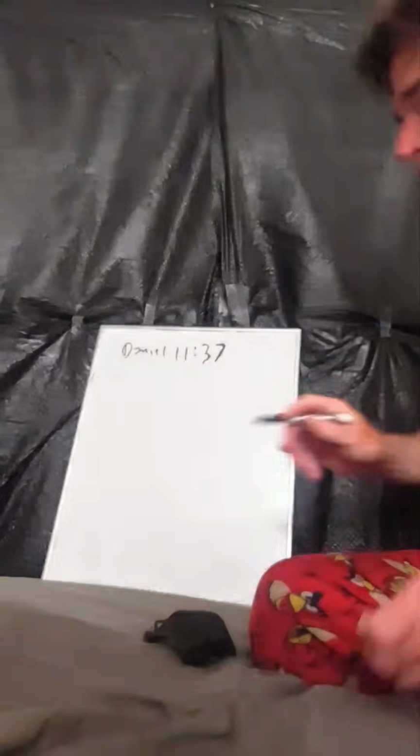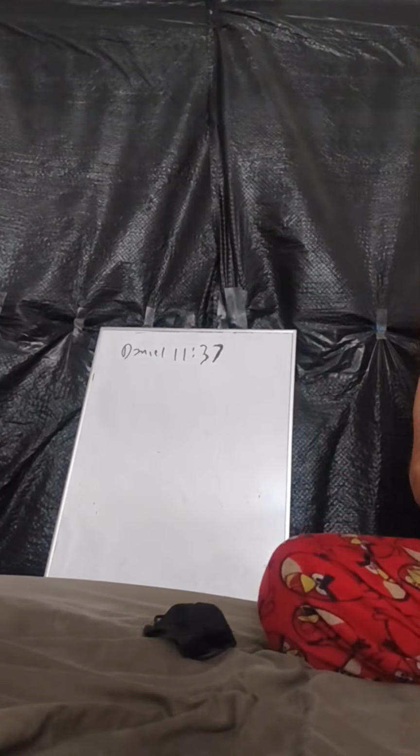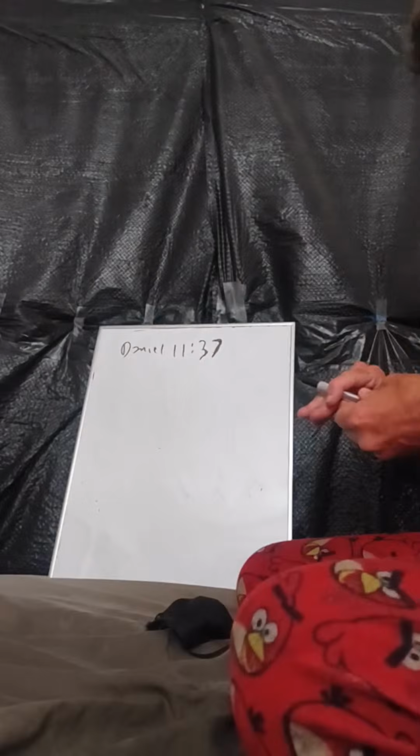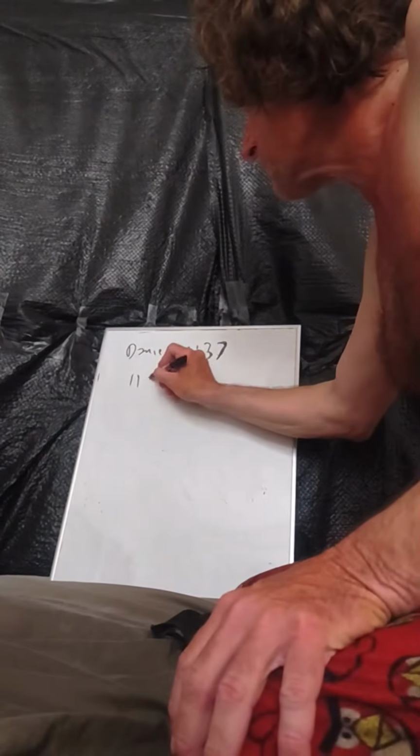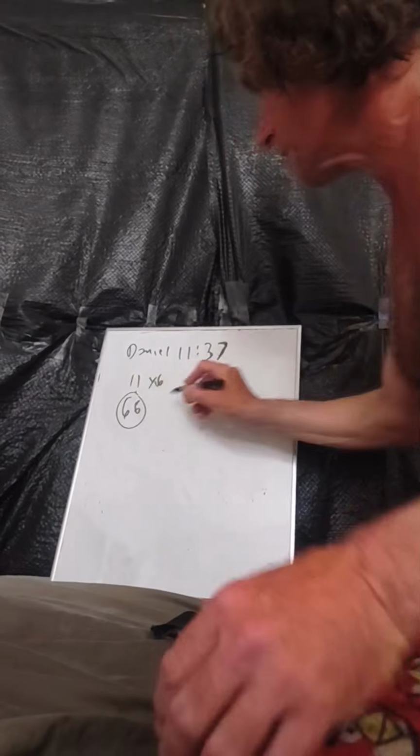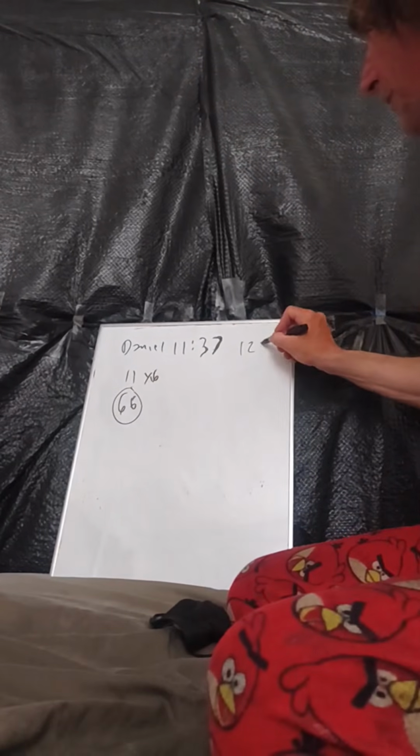Daniel 11:37 says some interesting things that still mean I could be the Antichrist in my view. But first, let's analyze those numbers. 11 and 37. What do you get there? Well, 11 times 6 is 66. And that could be in my birthday as the 12, because 12 equals 6 plus 6.